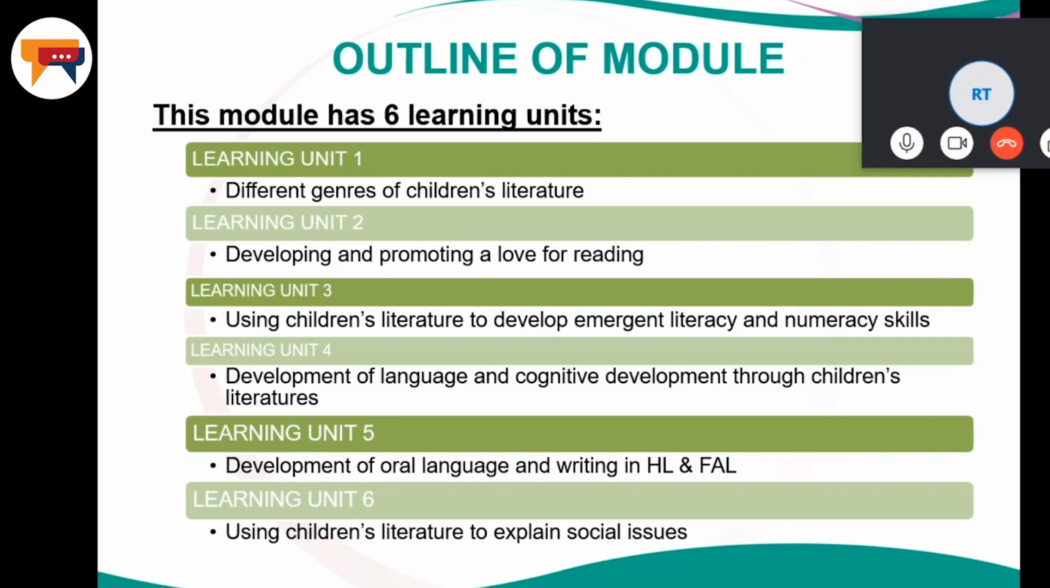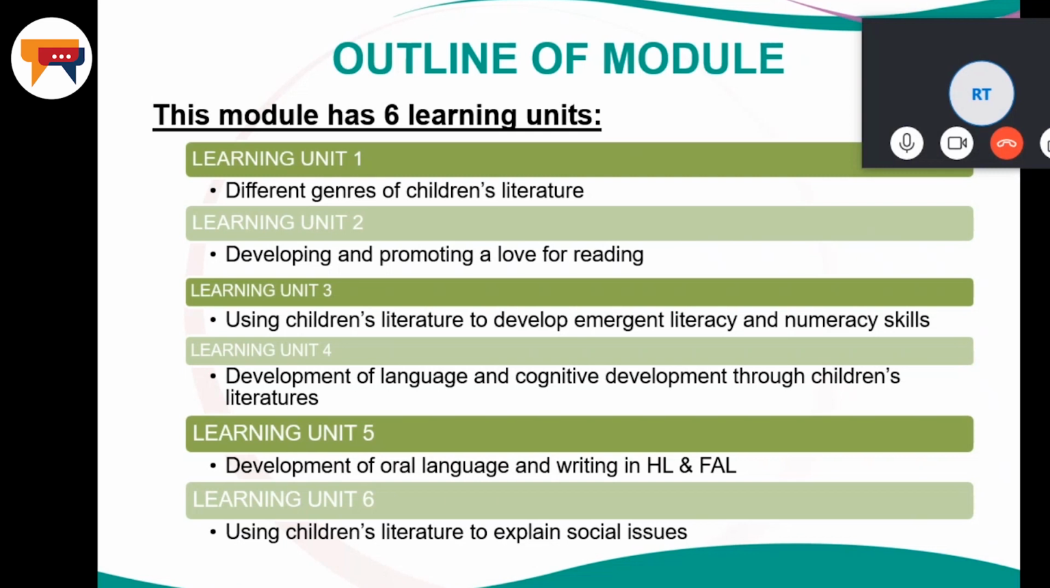So this module has 6 learning units, and there you see it on the screen. Learning Unit 1 is going to focus on the different genres of children's literature. Learning Unit 2 is going to focus on how to develop and promote a love for reading in young children. Learning Unit 3 is going to focus on emergent literacy and emergent numeracy and how to use children's literature to enhance the development of emergent literacy and numeracy.